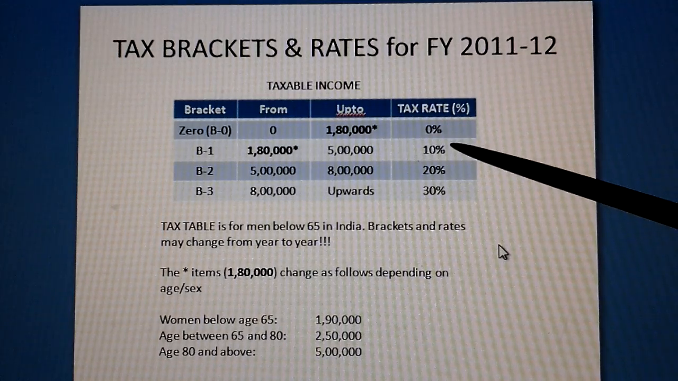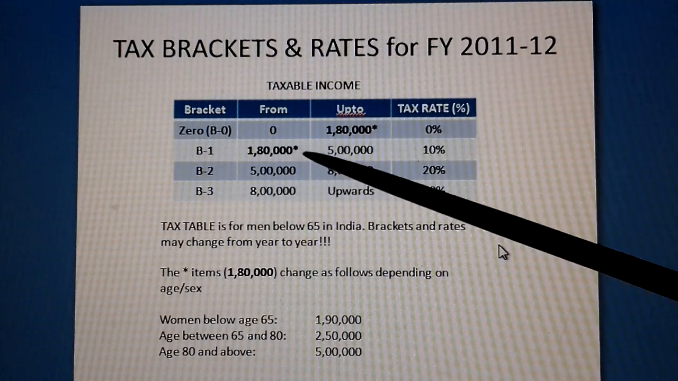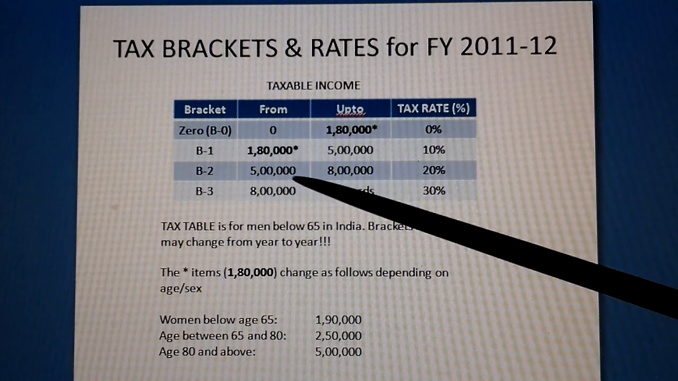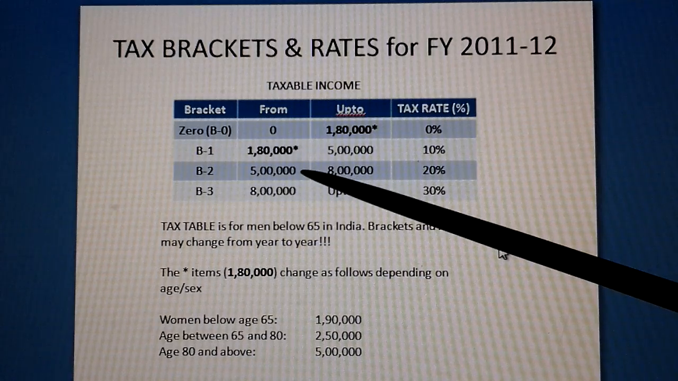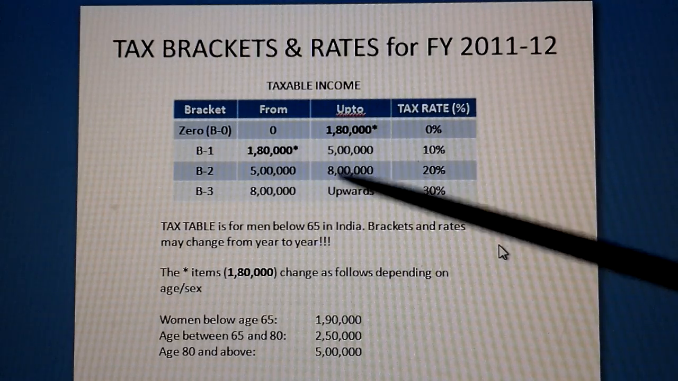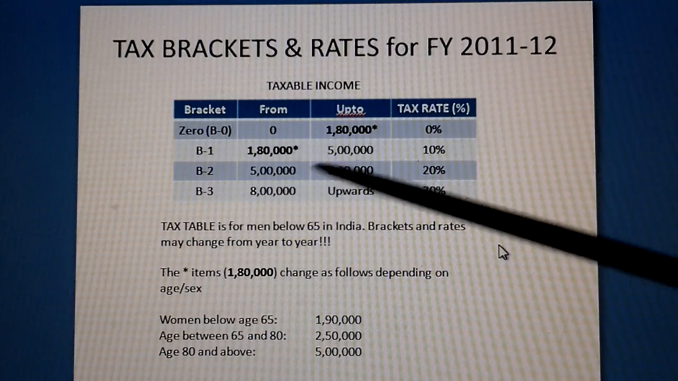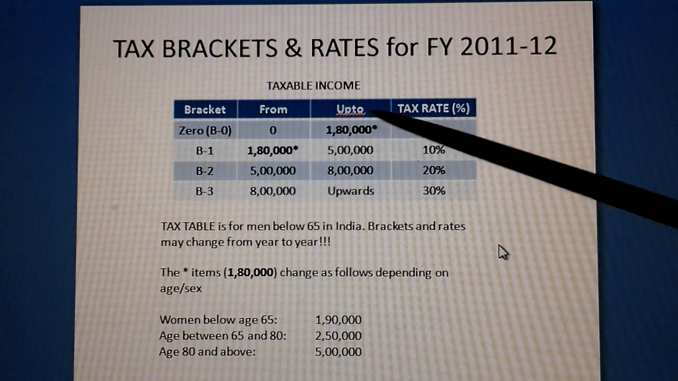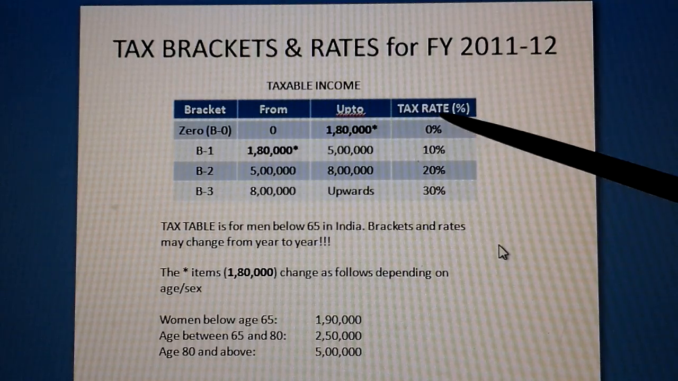So this 10% refers to the excess above the lower range of the bracket. Similarly, here you'd be paying 20% for the income that exceeds 5 lakhs and of course is less than 8 lakhs. Now, naturally, if you had an income which made you fall into the third bracket, you would first, on the first 180,000, pay nothing.